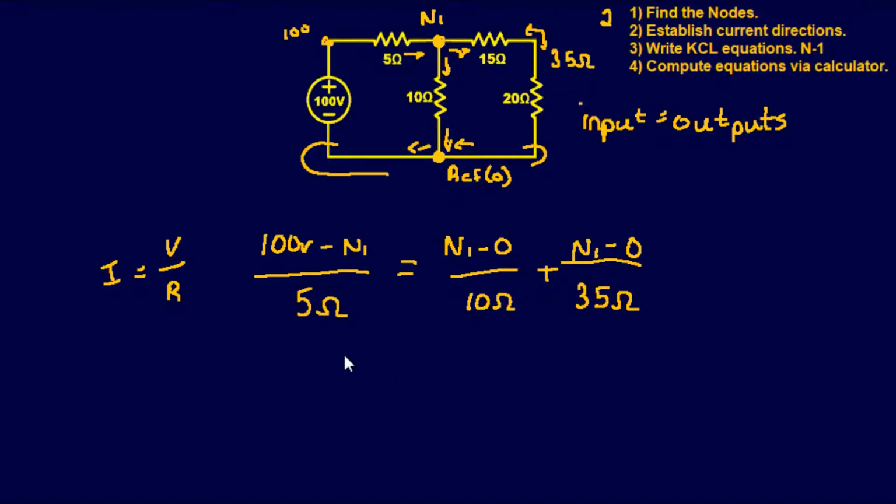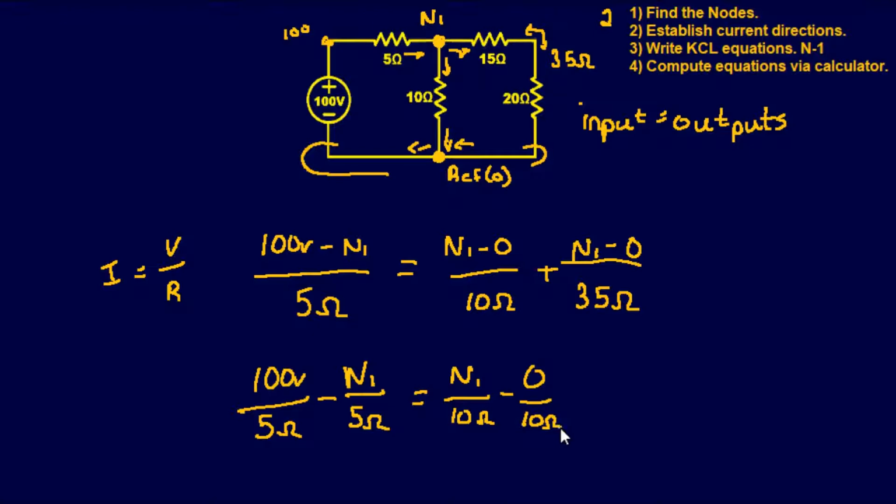So we're going to simplify this equation and see it makes it easier for us to manipulate it. So start with the input side. So it's 100 volts over 5 ohms minus N1 over 5 ohms equals N1 over 10 ohms minus 0 over 10 plus N1 over 35 ohms minus 0 over 35. Okay, I think we could simplify this down again. Tell you what, let me move it real quick.